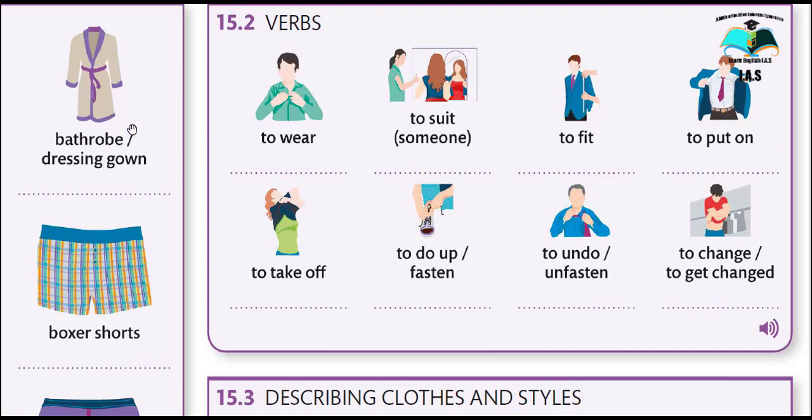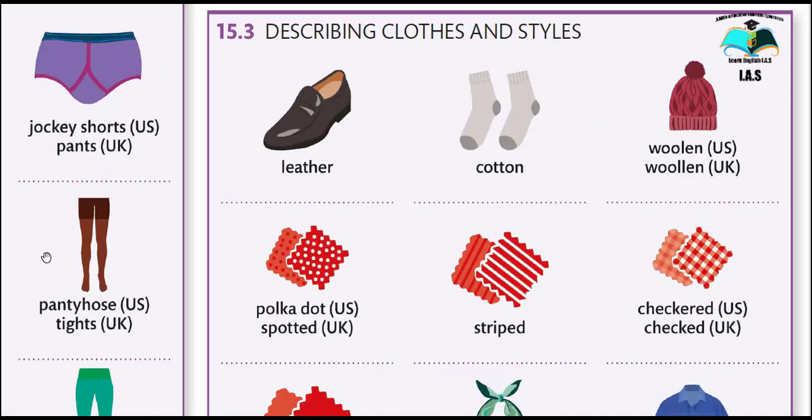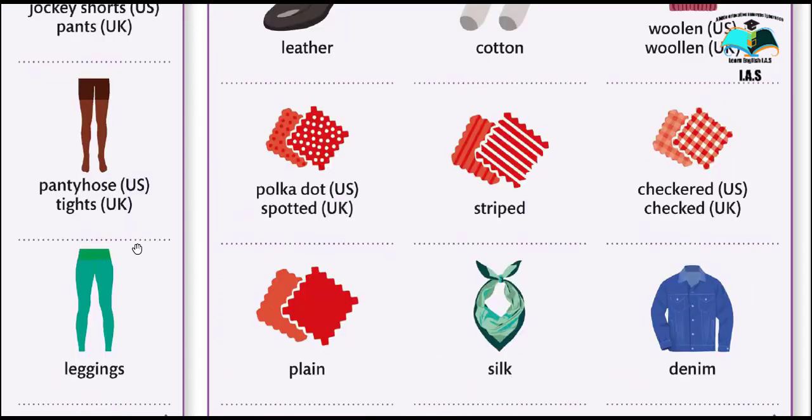This is a bathrobe or dressing gown. And this is the boxer shorts. This is jockey shorts or pants, right? Jockey shorts is the US, pants are UK. And pantyhose or tights: tights are the UK, and pantyhose is the US word. And this is called leggings.